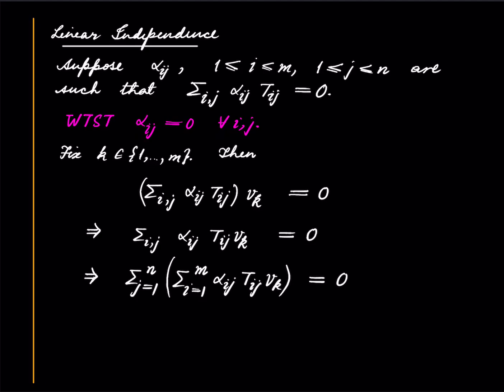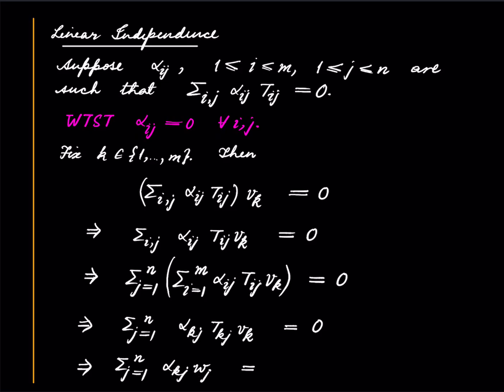So this is 0. And now the point is, this T_ij v_k is 0 whenever i is different from k. So this summation is only meaningful when i equals k. So what we get is j equals 1 to n of alpha_kj T_kj v_k, because if i is different from k, the thing adjacent to that scalar is 0, which is 0. This implies summation j equals 1 to n of alpha_kj, and now by definition of T_kj, this is w_j, this is 0. But now by the fact that w_1 up to w_n is a basis, this implies alpha_kj equals 0 for all j.